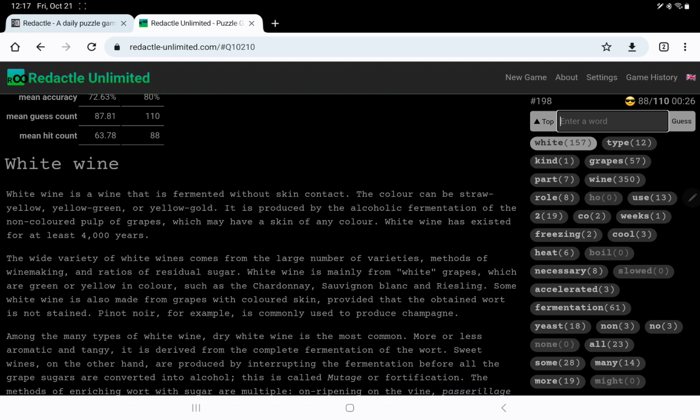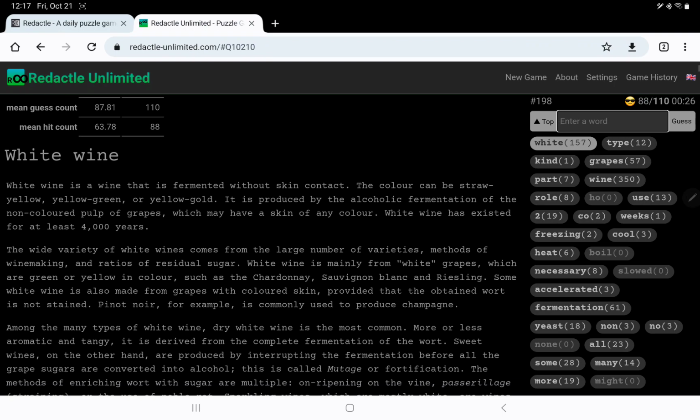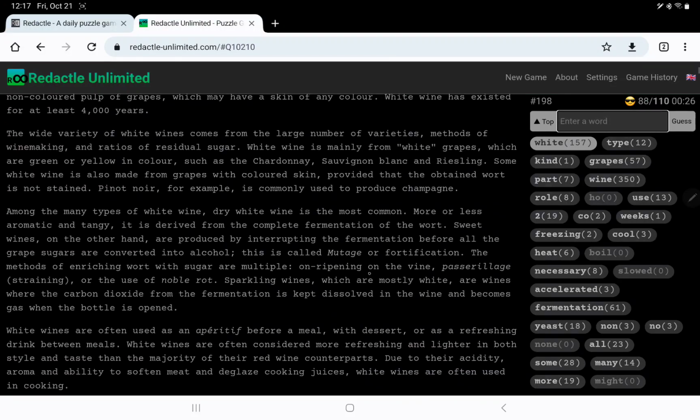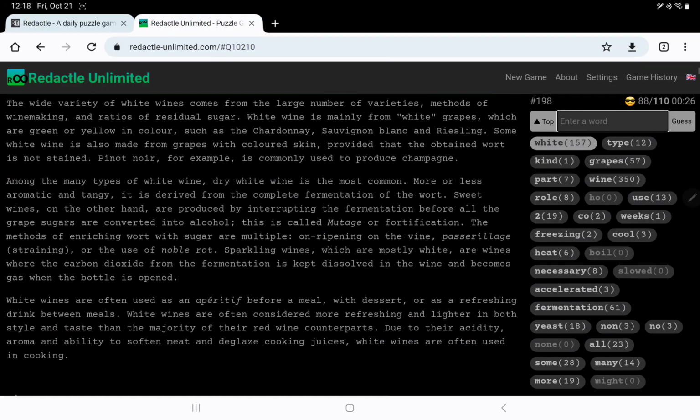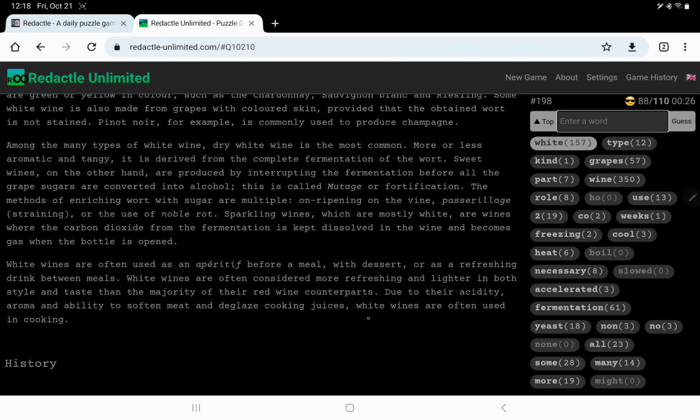Fermented without skin contact. I presume that's the skin of the grapes. Oh, and they're the different colors were the hyphenated words. The non-colored pulp of grapes, which may have a skin of any color. All these varieties. Dry is the most common.